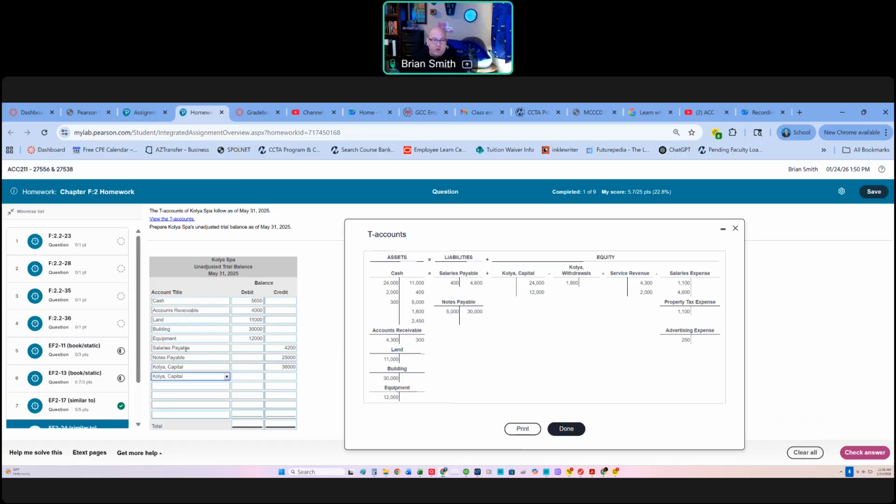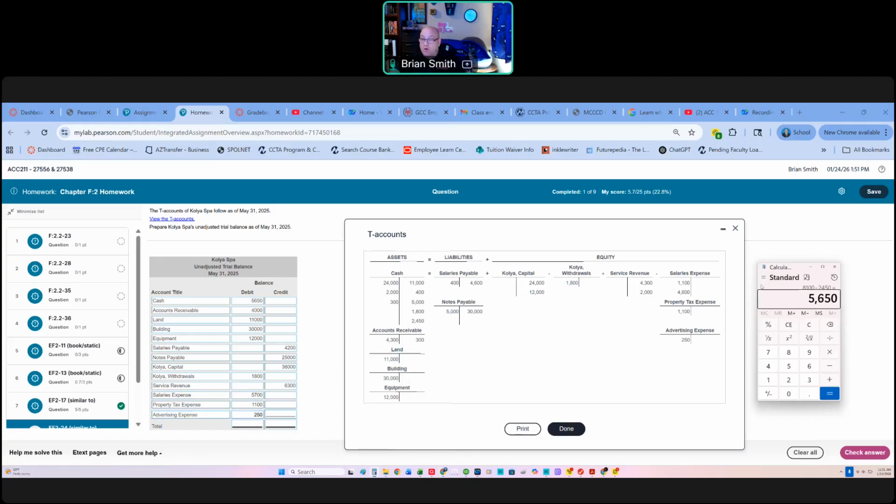We have Toyota withdrawals, and that was a debit balance of 1,800. Service revenue, we're going to add those together for 6,300. Salaries expense, adding those together, is 5,700. Property tax expense is going to be 1,100, and advertising expense $250.